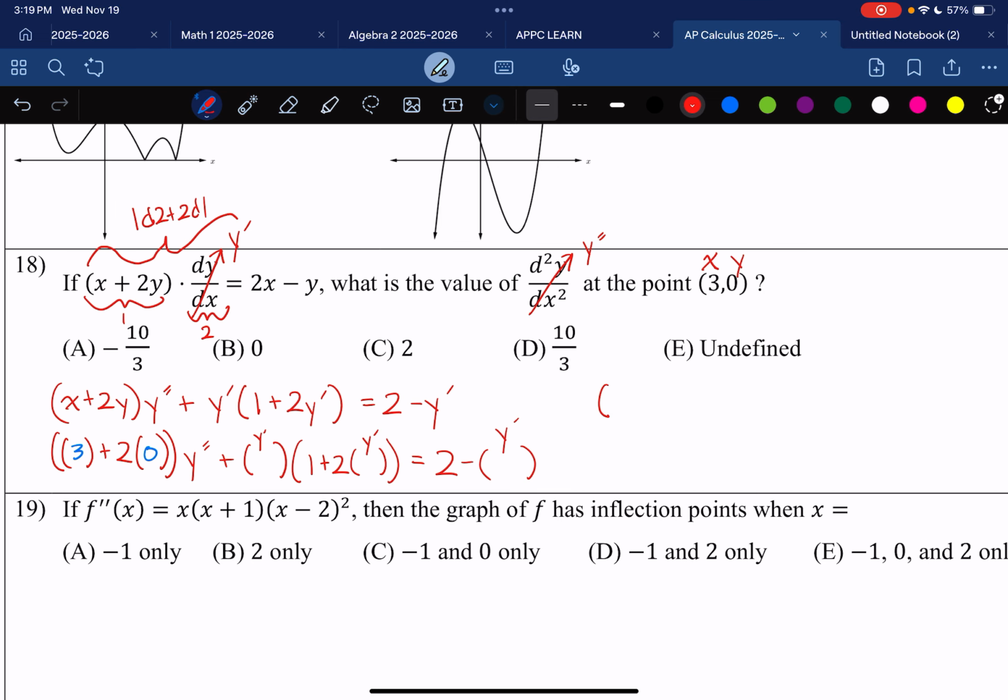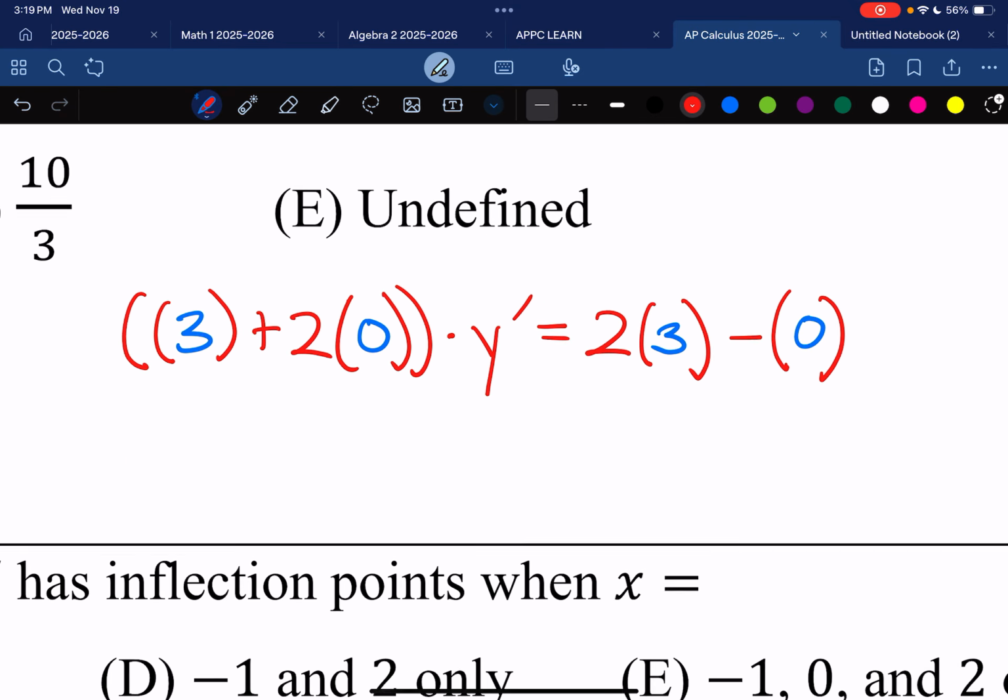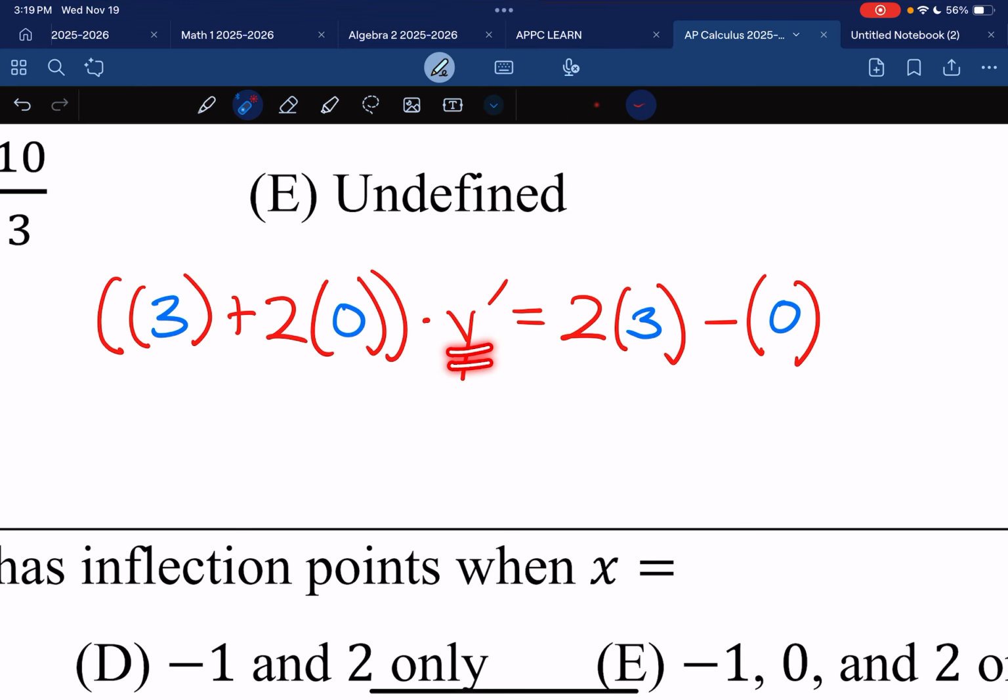So x is now 3, plus 2y, which is 0, plus 2, and that is all being multiplied by my y prime. Again, I'm just rewriting this formula. Now, rewriting the equal sign, this is equal to 2x, so my x is 3, I'll write a 3 here, and then minus y, minus my 0. Notice that in this equation now, I have only one variable to solve for, my y prime.